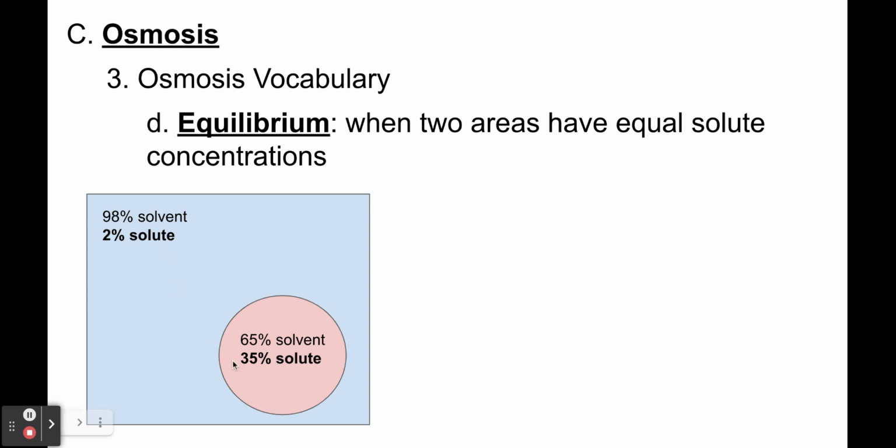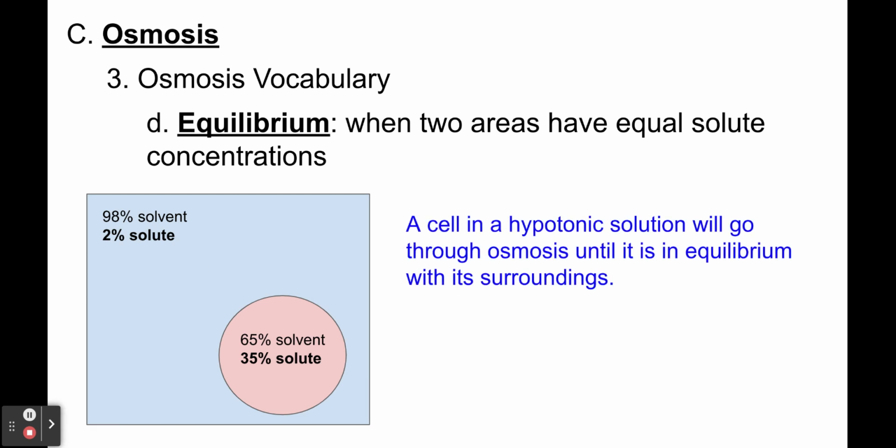Now here we're not in equilibrium. The cell is in a hypotonic solution. I would say a cell in a hypotonic solution will go through osmosis, will in this case gain water until it's in equilibrium with its surroundings. How do I know it's going to gain water? Because water will move to where there's more solute, where there's a higher solute concentration. And so water will flow from the surroundings into the cell. And that's going to happen until the solute concentrations are equal, until we've got 2% solute on the outside and on the inside. We're going to have to add a lot of water to make those concentrations equal.